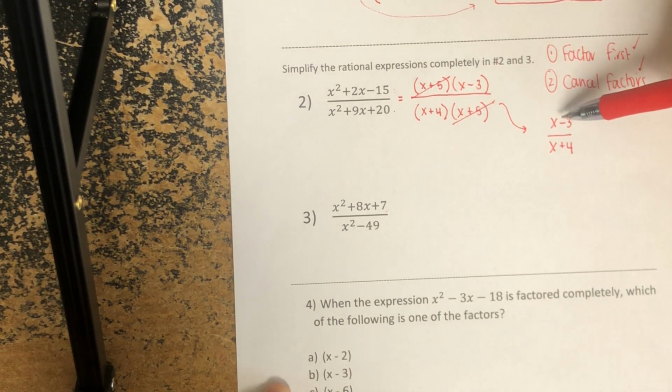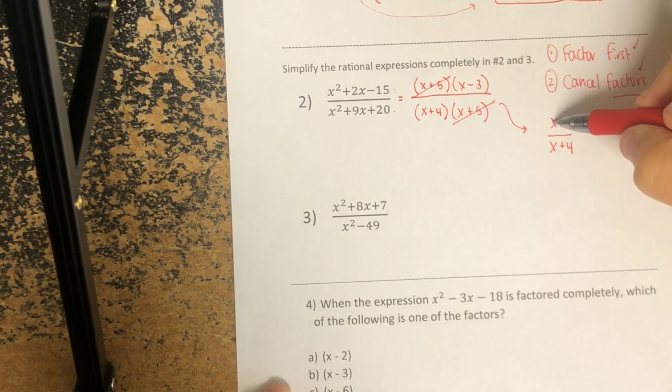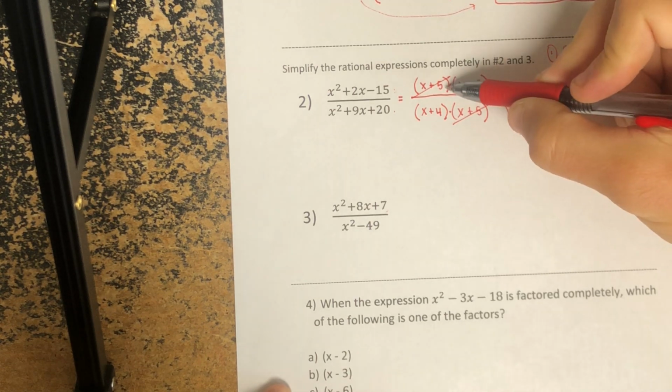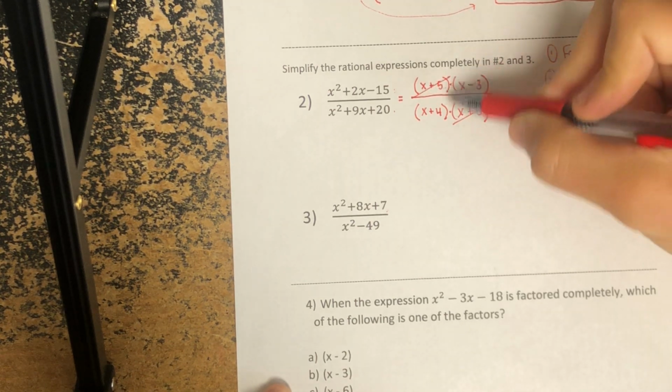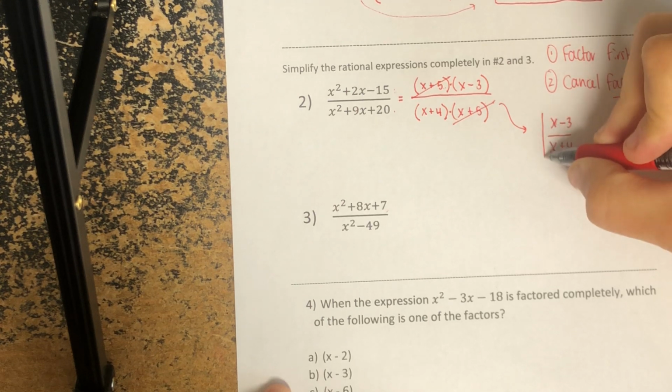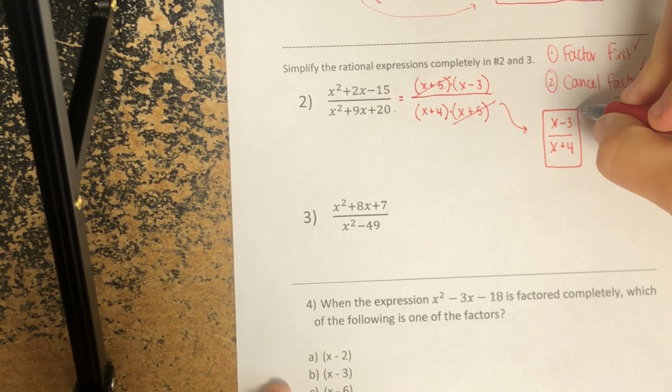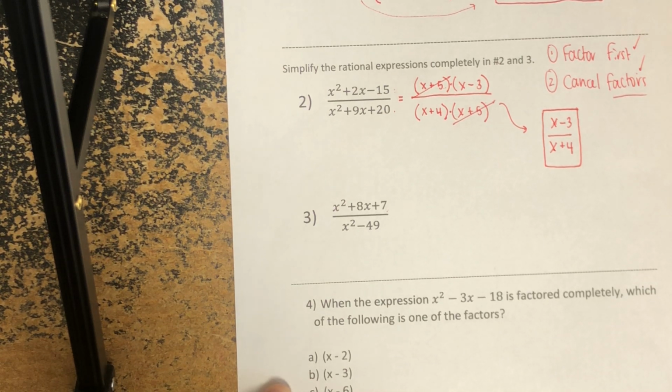Perhaps this is one thing that wasn't explained well. When you look at this, the x over the x looks like something you would want to cancel, but this x is a term. Terms are separated by plus or minus signs. These over here are being multiplied together. Because they're being multiplied, that makes them factors. They can be canceled. These cannot, and therefore your final answer would be x minus 3 over x plus 4.